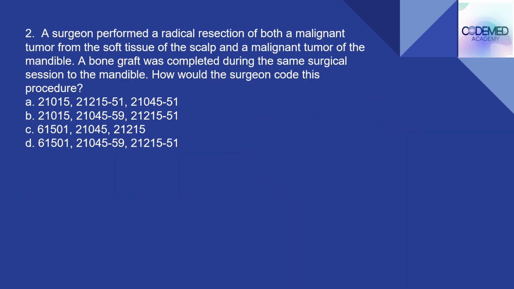Now the next question is: a surgeon performed a radical resection of both the malignant tumor from the soft tissue of the scalp and the malignant tumor of the mandible. Bone graft was completed during the same surgical session to the mandible. How would the surgeon code this procedure? So what has happened is there are two malignant tumors at two different sites, and for the mandible the excision is repaired by the bone graft. So kindly go through the codes and let me know the answer.